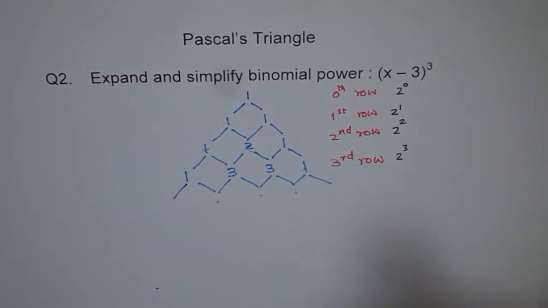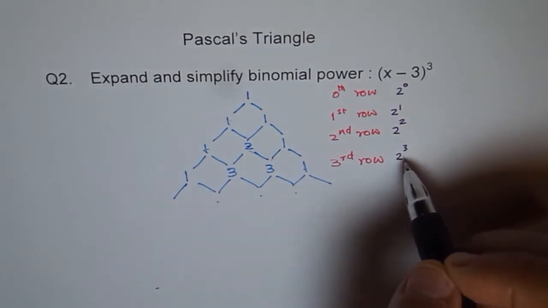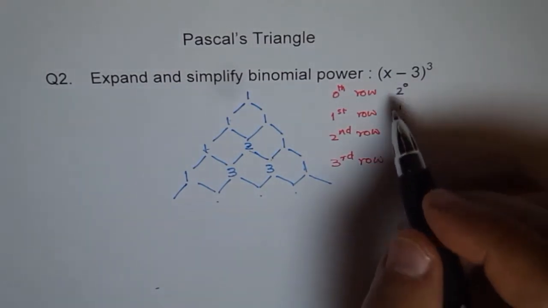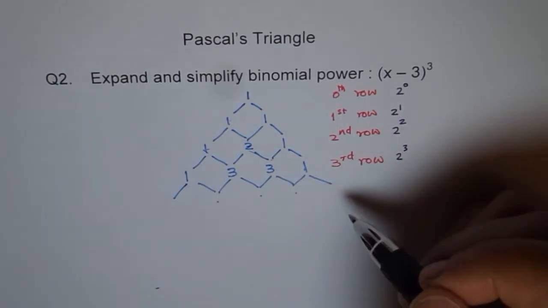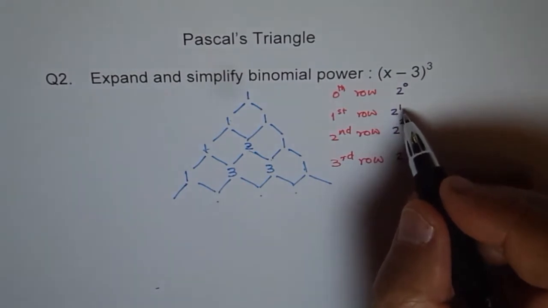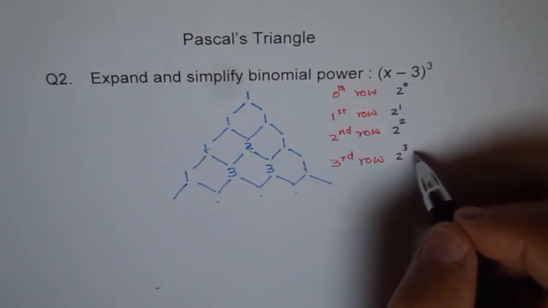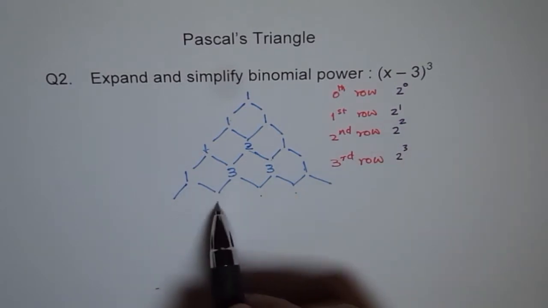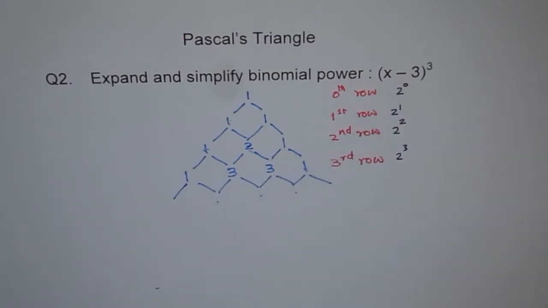So what we get here is the sum of all the terms here is actually 2 to the power of something. That is also a good relation to remember and check your answer, correct? So you could always check your answer using 2 to the exponent of row number, okay? So 2 to the power of n will give you the sum of all the coefficients here. These are the coefficients of our power, correct?